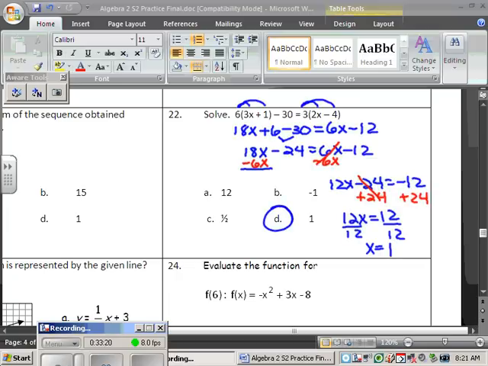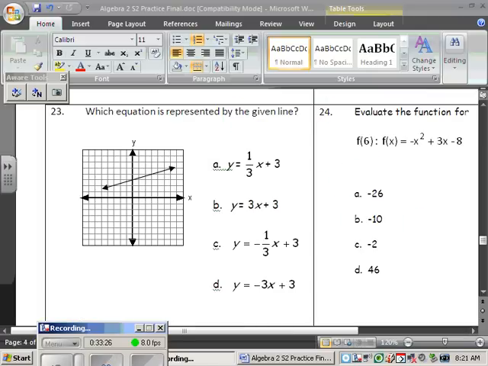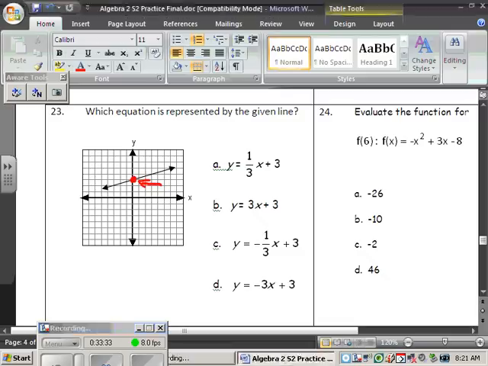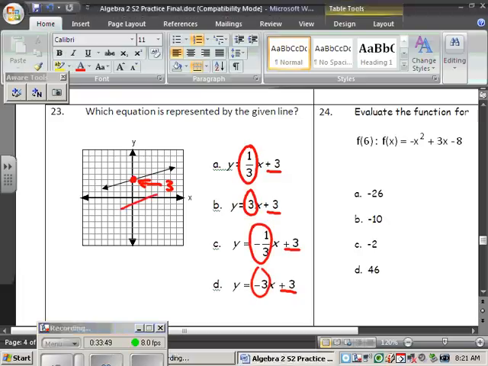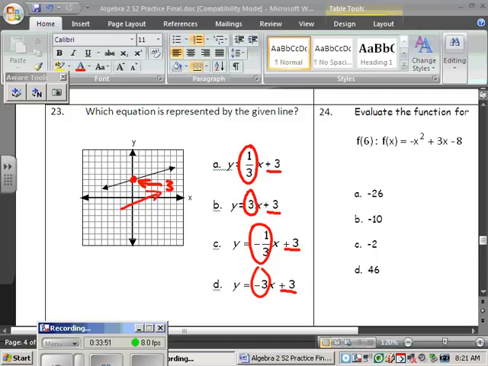Number 23. Number 23 says which equation is represented by the given line? Well, just like the previous parabola that we looked at, the y-intercept, in this case, which is 3, is the number being added to or subtracted from the variable. So they all have plus 3, so it's really going to depend upon the slope. So if you look at all the slopes, 2 of the slopes are negative and 2 are positive. So notice this line is going upward, which means the slope is positive. So we can eliminate C and D.